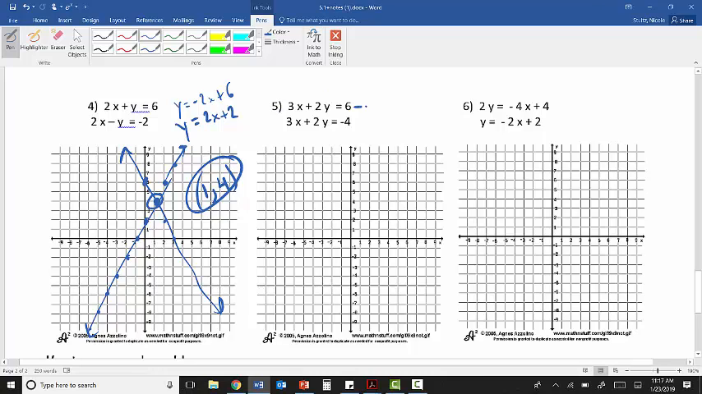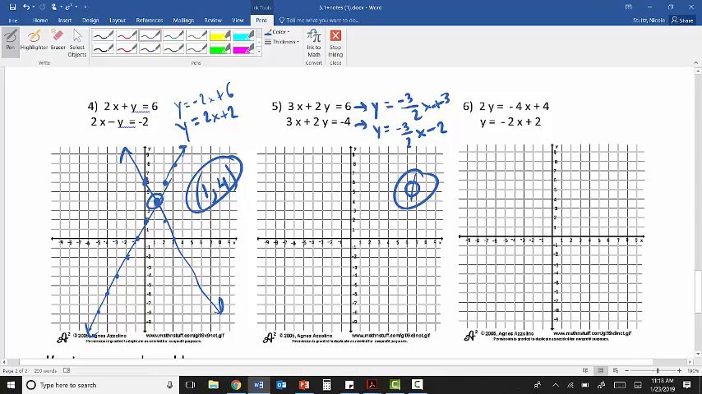Now, if I were to do number 5, if I were to solve for y very quickly, eventually I would get y equals -3 halves x plus 3. And then for this one, I'd get y equals -3 halves x minus 2. So I actually don't need to graph these because I can tell right now they have the same slope. So they're going to be parallel. And parallel means there's no solution.